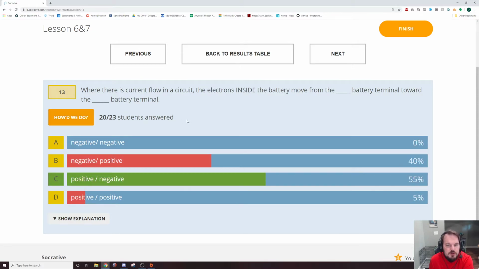Whenever there's current flow, the electron's inside of the battery. This is inside the battery. It flows from the positive side to the negative side, because outside of the battery it's flowing from the negative side back to the positive.